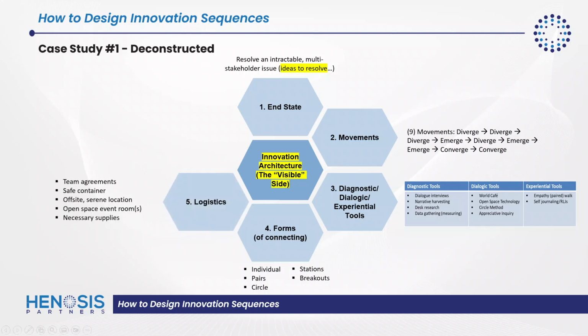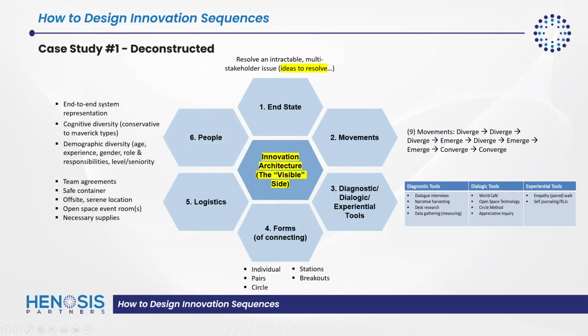Some of the key elements of our logistics planning involved creating team agreements, establishing a safe container where all could be vulnerable. We conducted the event in an off-site serene location. We selected a room that reflected significant open space, and we ensured that we had the necessary supplies to enable or support all the various activities within the event.